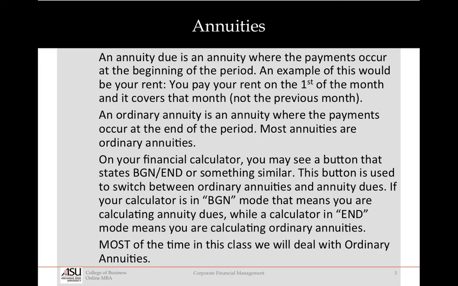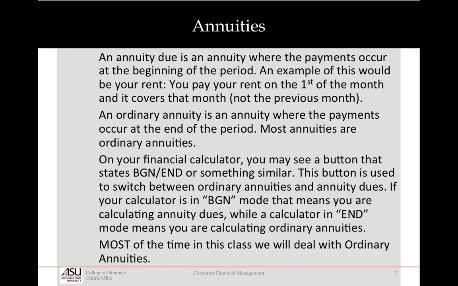And an ordinary annuity is an annuity where the payments occur at the end of the period. Most annuities that we're going to talk about in finance are actually ordinary annuities. If you look at your financial calculator, I have on here BGN/end. That basically is begin or end, and that means when the payments are received. If you're in BGN mode or beginning mode, that means that you're doing annuity dues. It means that the payments are paid at the beginning of a period.